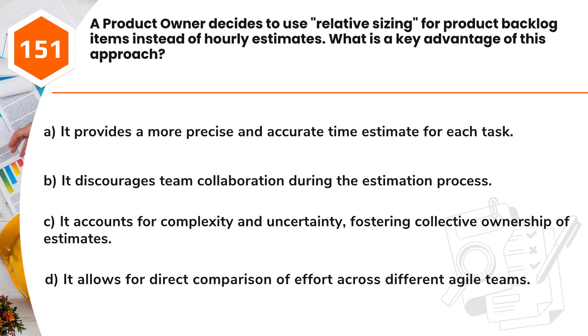Question 151. A product owner decides to use relative sizing for product backlog items instead of hourly estimates. What is a key advantage of this approach? A. It provides a more precise and accurate time estimate for each task. B. It discourages team collaboration during the estimation process. C. It accounts for complexity and uncertainty, fostering collective ownership of estimates. D. It allows for direct comparison of effort across different Agile teams.